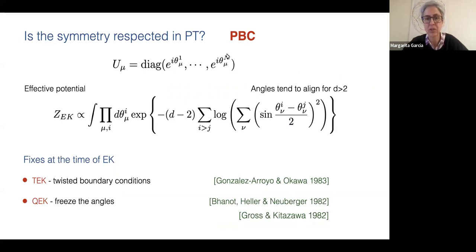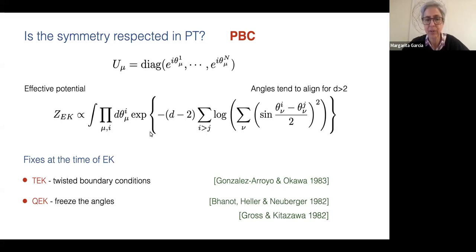With periodic boundary conditions, the zero action solution is of this form. It's a diagonal matrix with constant angles. And if one integrates out the quantum fluctuations and looks for the effective potential, the result looks like this. And it is such that for dimensions larger than 2, the angles tend to align, and then they break the symmetry. They become all equal, and then you get something proportional to the identity, which has a non-zero trace, and they break the symmetry.